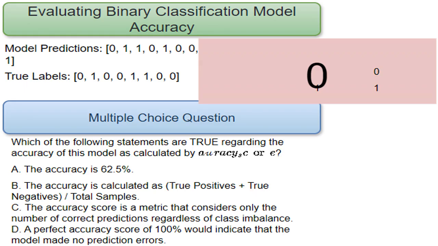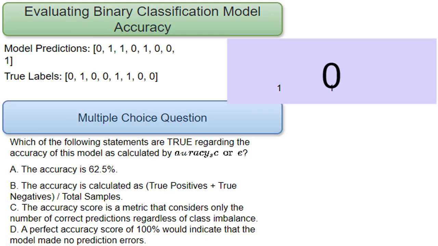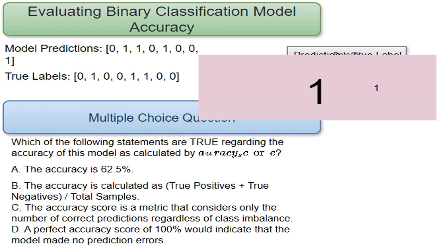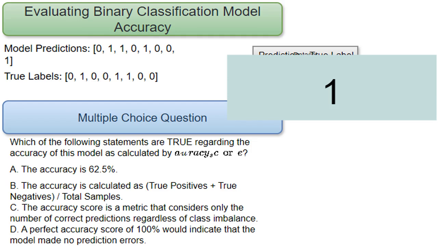This is a prediction or a true label, indicating one of the two categories.